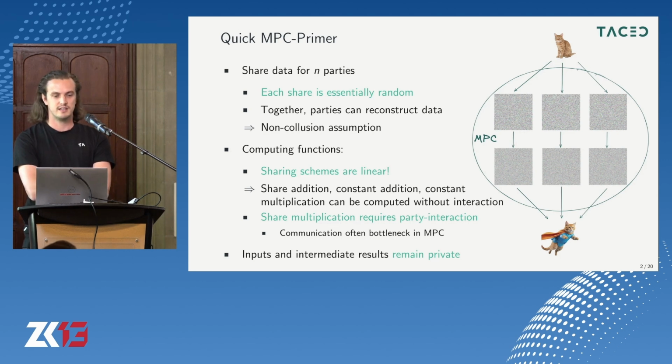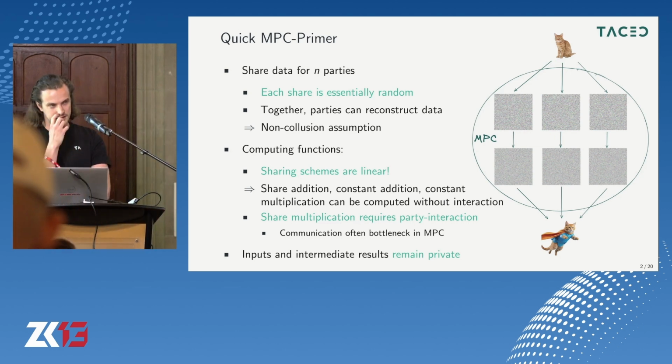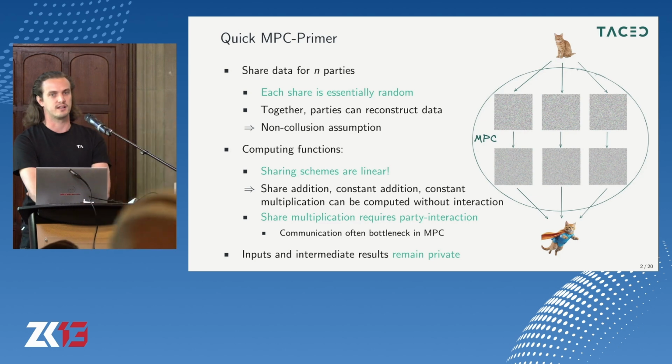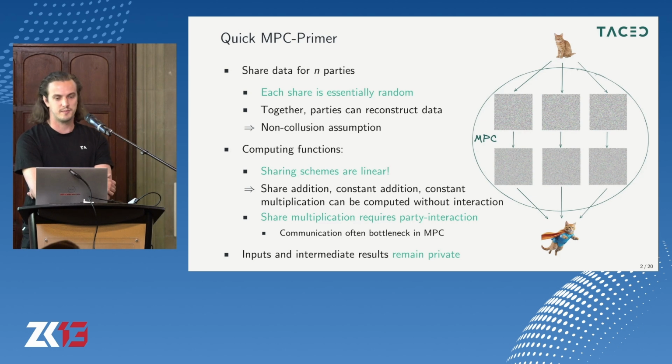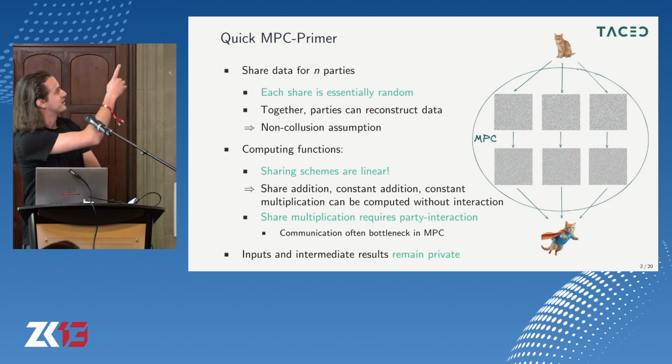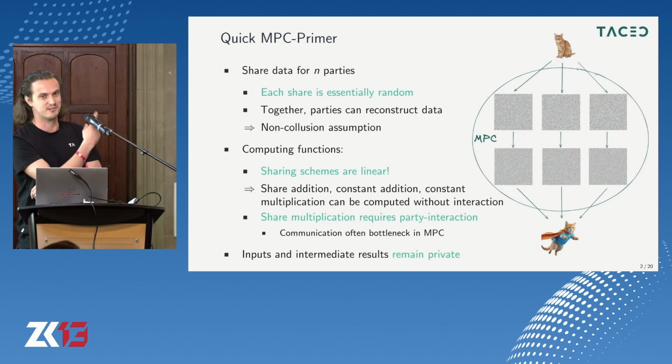And the nice thing about secret sharing schemes is that it is linear, meaning that you can do linear combinations on the shares and the underlying data gets modified accordingly. Where you have to do interaction between the parties is when you multiply shared data. And this is why in general you have to be careful with non-linear computations such as multiplications, since communication is often the bottleneck in MPC protocols. And of course, why we are doing MPC is that the inputs remain private and also the intermediate results remain private and unknown to the parties. And also if you XOR these pictures there, you get the original cats.